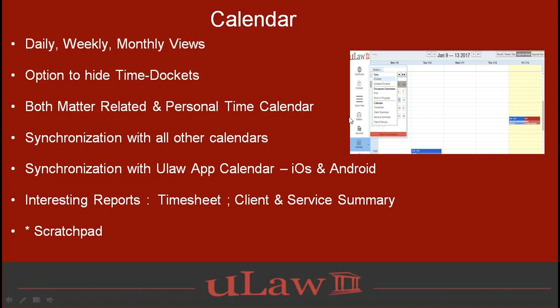So if you're using Outlook for all your emails, you can synchronize the uLaw calendar with your Outlook using iCal, where you basically just download all of the events that have occurred over a period of time, download it as an iCal, and import it into your Outlook. And it's automatically available.